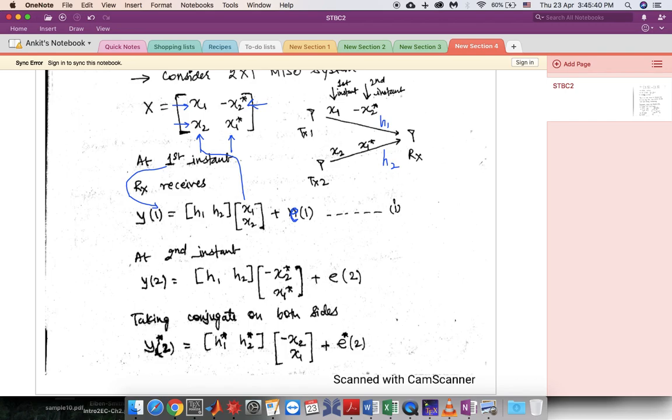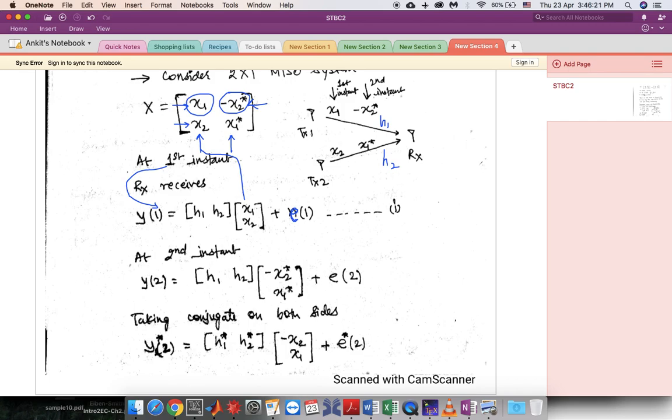So similarly, in the second time instant, y2, h1 and h2 are the same channels. We are assuming that for this block, the channel will remain constant. The h1 for this and h1 for this will be the same. It means h1 remains static for these two time intervals. Here we assume it like that, right? So h1, h2, minus x2 conjugate, the second column, and x1 conjugate, plus e2, second time instant, right?